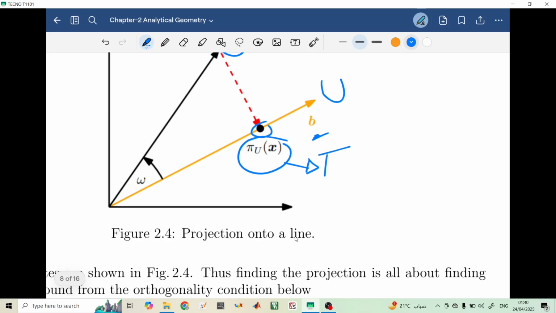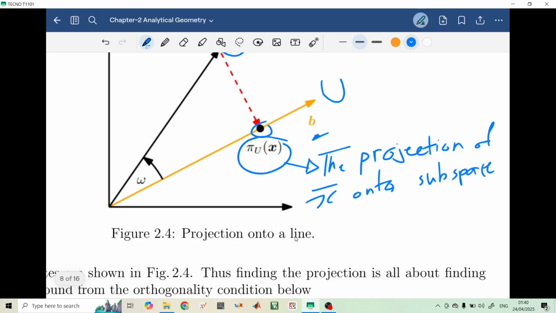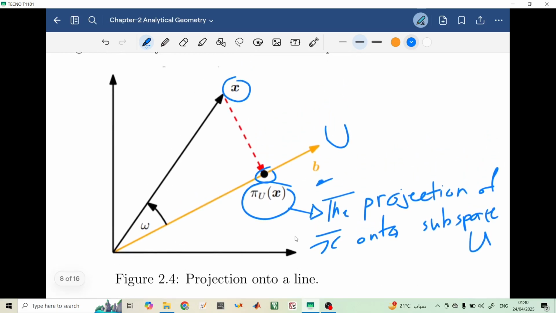This is the projection of x, vector x, onto a subspace. Which subspace? Subspace u, the line. Okay, so if we think about it here, this projection, which is another vector, so this pi sub u of x is actually another vector.